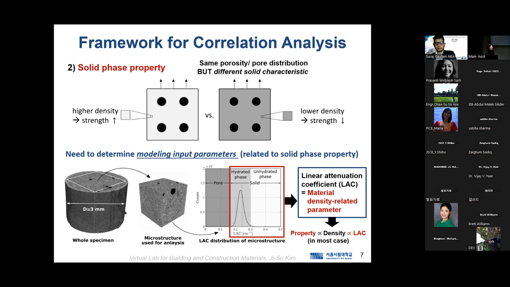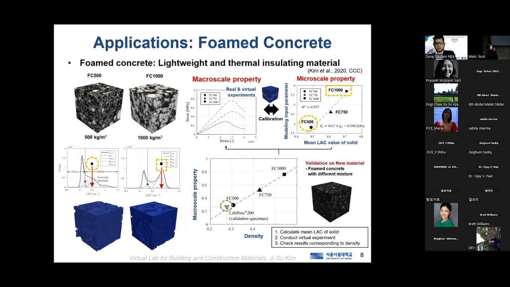And from the micro CT data, we can obtain the characteristic value called the linear attenuation coefficient, the LAC. So from this LAC distribution, we can characterize and quantify the characteristics of the solid paste in the microstructure using micro CT. As an example application, we generated two different types of foamed concrete, which are made for lightweight and thermal insulating materials.